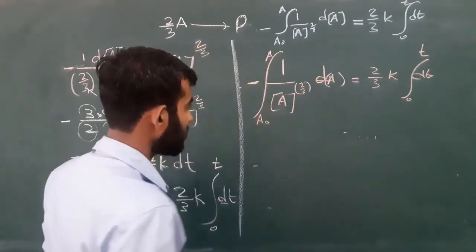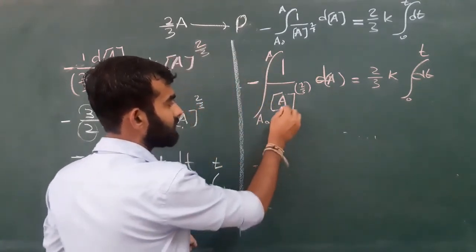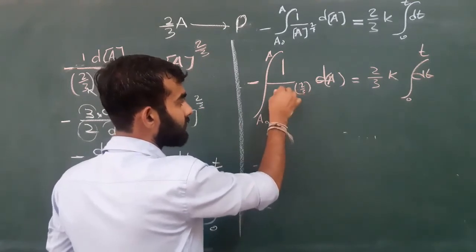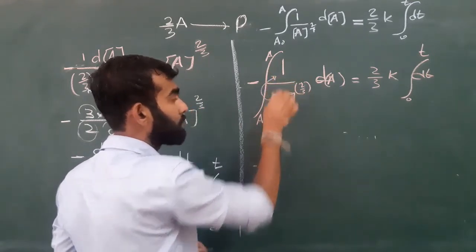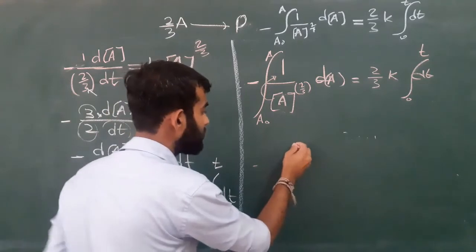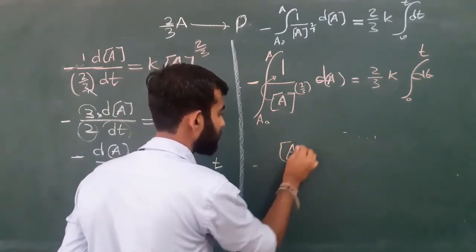Okay. Now I will arrange this equation, this denominator I will represent as numerator. What will happen? Now A goes to the numerator.